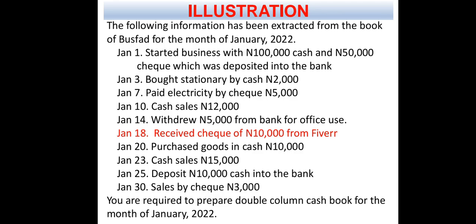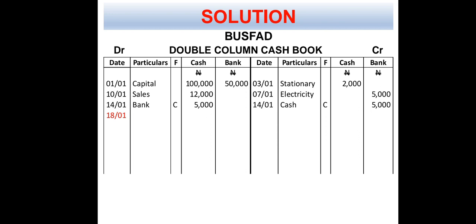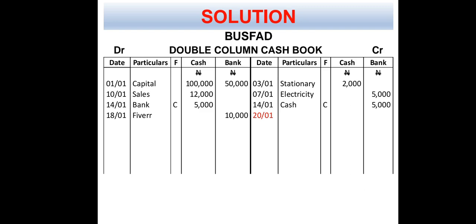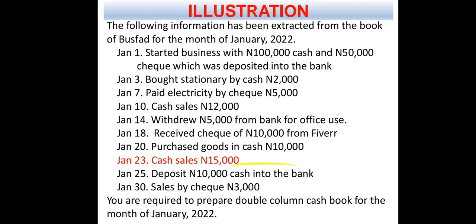So let's move forward. January 18, received check 10,000 from Fiverr. Money is received. That means we are going to debit the cash book under bank. So that means 1801 Fiverr 10,000 naira under bank. On the 20th January, purchased goods in cash 10,000 naira. Money is going out this time around. That means we are going to credit the cash book under cash with 10,000 naira. That is 2001 purchases 10,000 naira under the cash book. So on January 23, cash sales 15,000 naira.